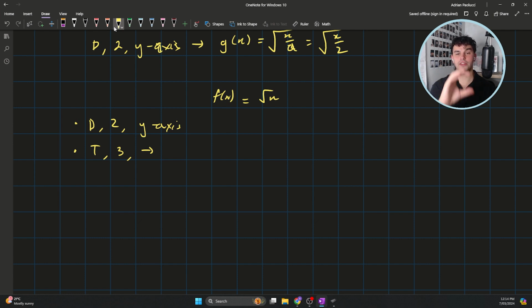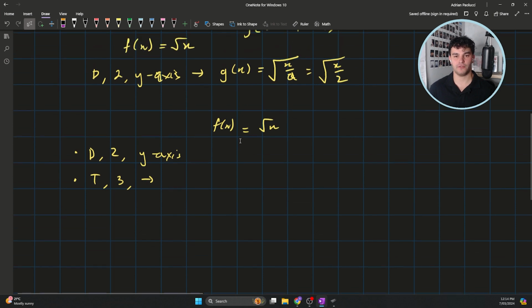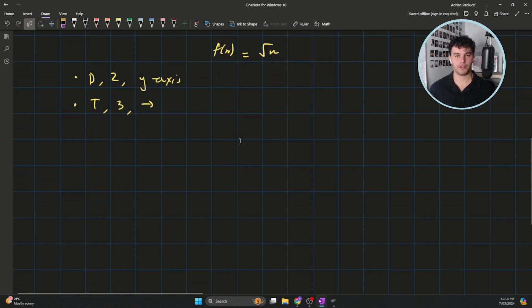And what we're going to do is do this order first, and then we're going to switch the order and see how that's actually represented differently when we get our final equation of transformation. So what we're going to do is start off with f of x is equal to the square root of x, and then we're going to apply our dilation by a factor of 2 from the y-axis.